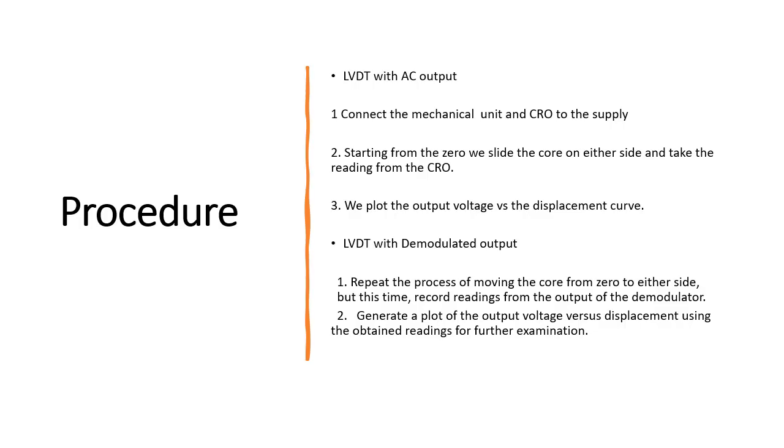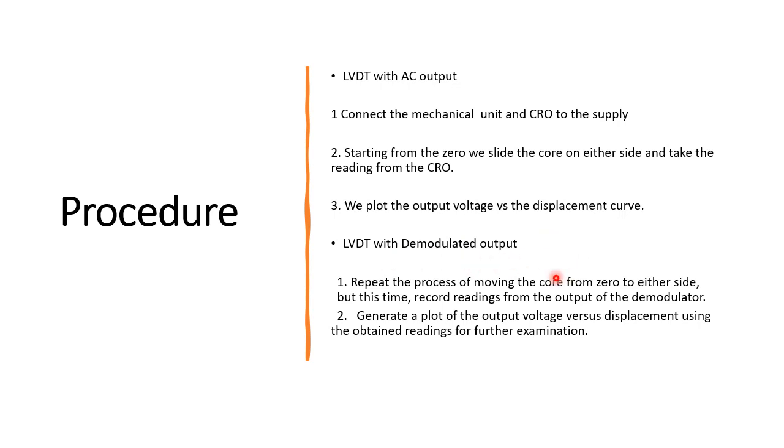Now the procedure to do this experiment. First we do it with AC output. We connect the mechanical unit and CRO to the supply and start from zero, slide the core on either side, and take readings from the CRO.